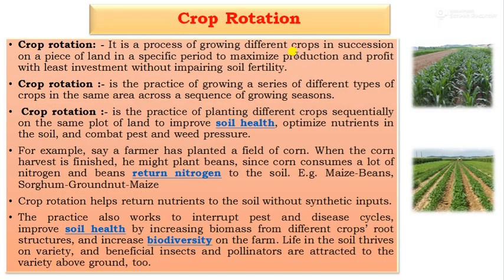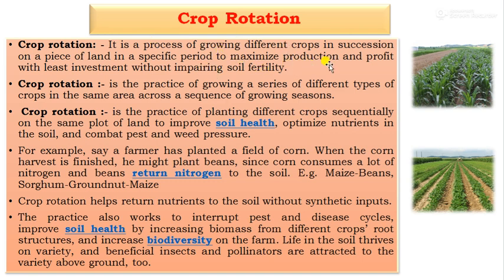What is crop rotation? Crop rotation is the process of growing different crops in succession on the same piece of land in a specific period to maximize production and profit with least investment without impairing the soil fertility.